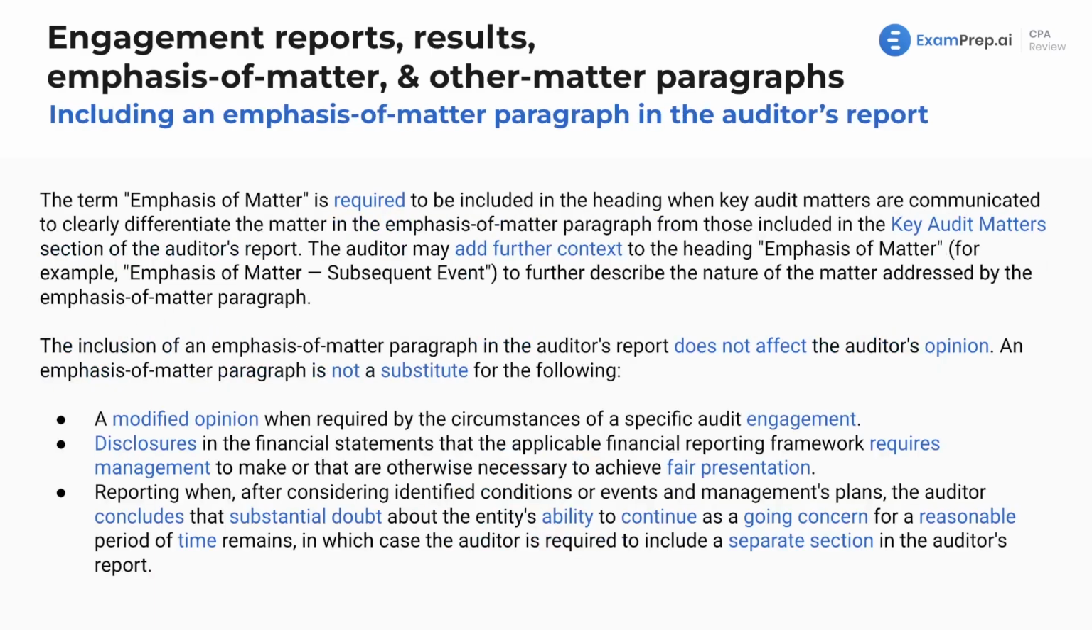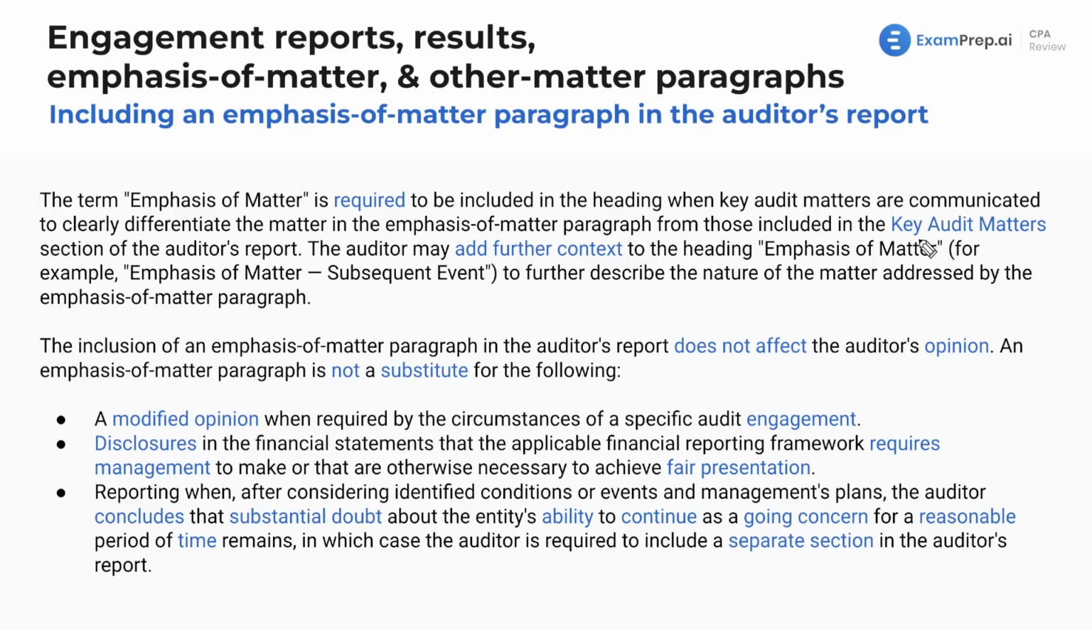What are we going to do when we include this actual emphasis of matter paragraph in the auditor's report? Let's talk practicality here. The term emphasis of matter is required to be included in the heading when key audit matters are communicated to clearly differentiate the matter in the emphasis of matter paragraph from those included in the key audit matters section. So again, we want to reiterate that these are different.